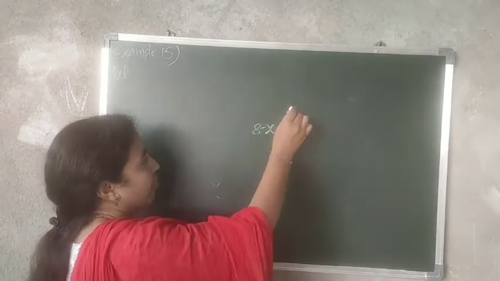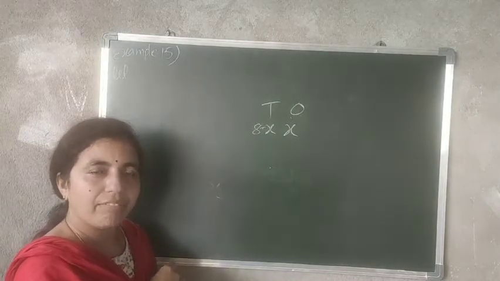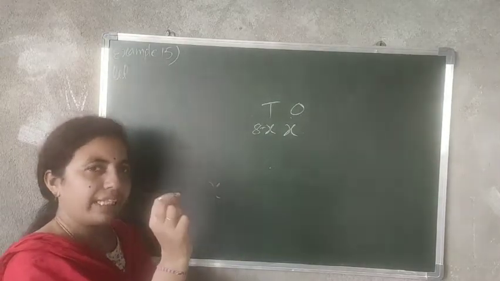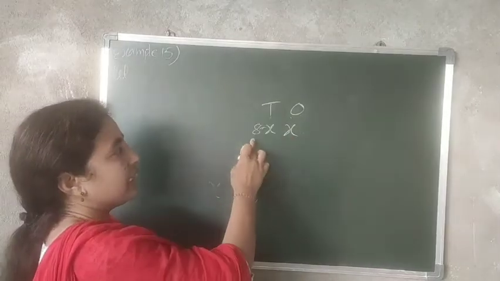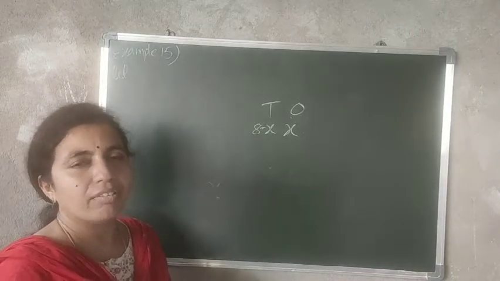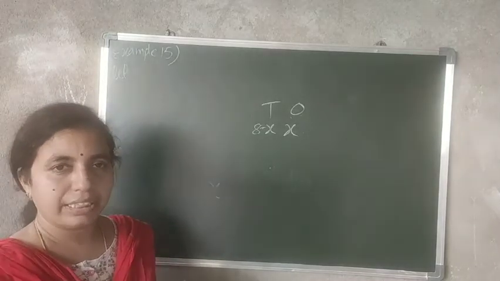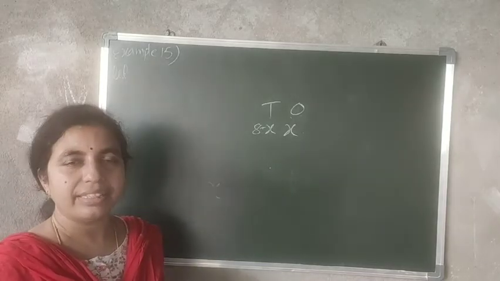You'll have 1's digit and you'll have 10's digit. In a 2-digit number, you'll have 1's digit and then 10's digit. So if you consider 1's digit as x, then 10's digit is 8 minus x. And if you consider 10's digit as x, then 1's digit must be 8 minus x, whatever it is. So you can consider either 1's digit or 10's digit as x.